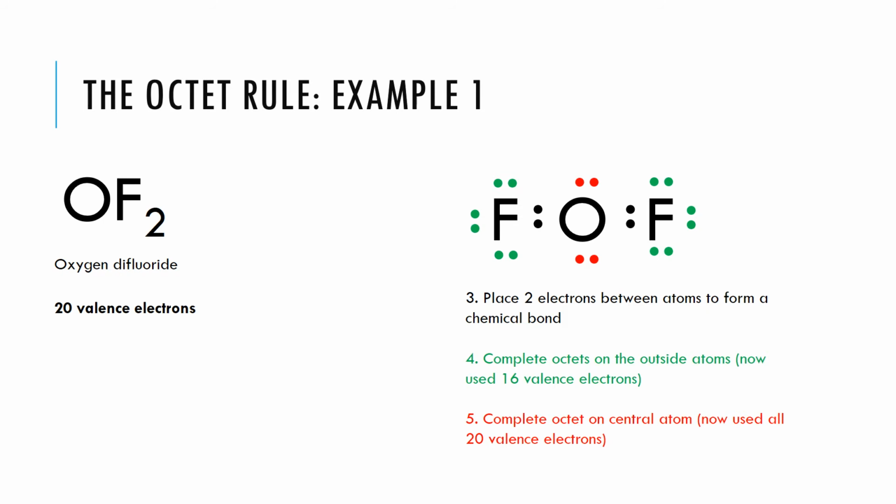And if I do that, I use 16 valence electrons. So I've now got 4 valence electrons left. And finally, I complete the octet on the central atom. So I've now used all 20 valence electrons. Every element or atom in that system has a complete octet.